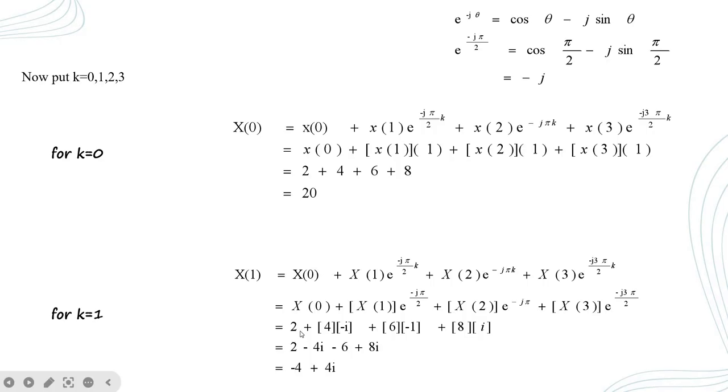Okay, now multiply this, simplify this. 2 plus 4 into minus j is minus 4j, plus 6 into minus 1 is minus 6, plus 8 into j is 8j. So here you will be getting 2 minus 6 is minus 4, and minus 4j plus 8j is, you will get it as plus 4j. Okay, this is for k is equal to 1.